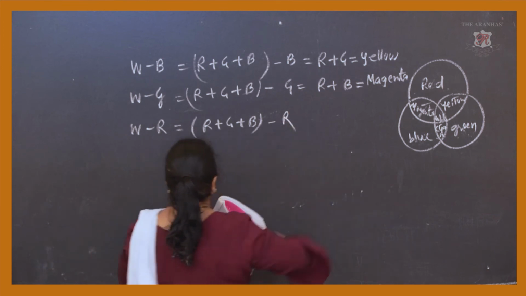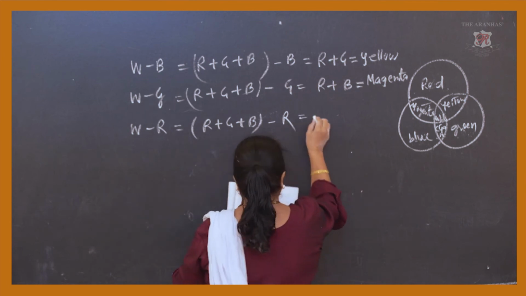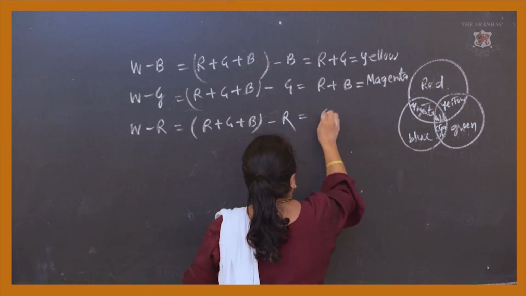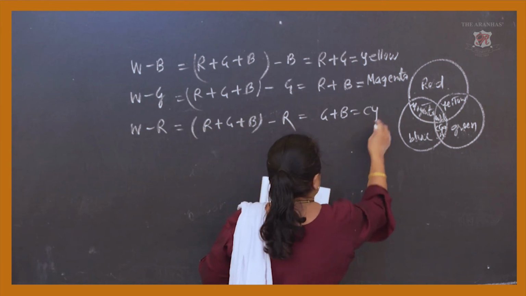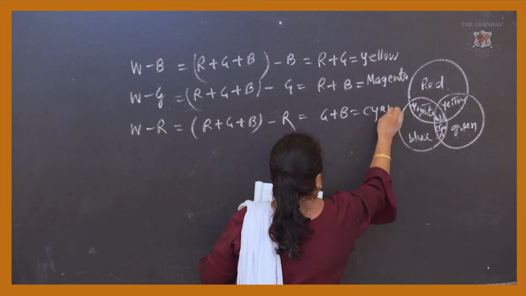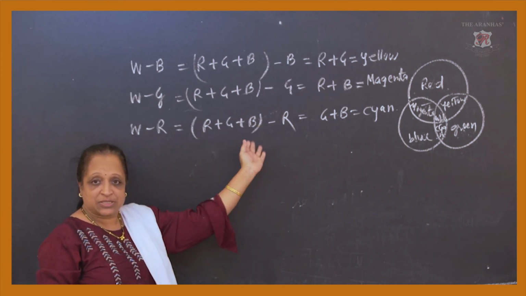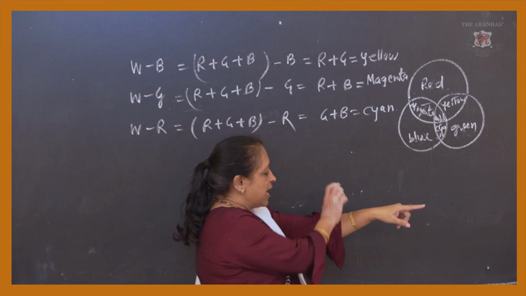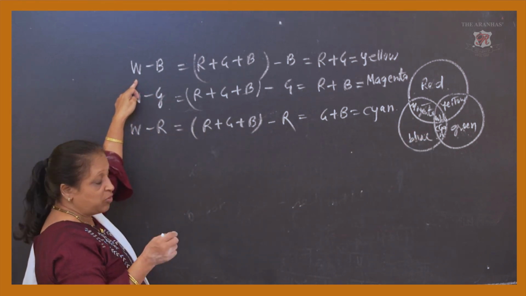We are subtracting red color, so again we are writing the minus R only, and the effect of that we are getting green plus blue, which is equal to cyan. Cyan is the effect of the color. Again we will compare this explanation with the diagram which we have drawn over here. Let us go first with the W minus P.